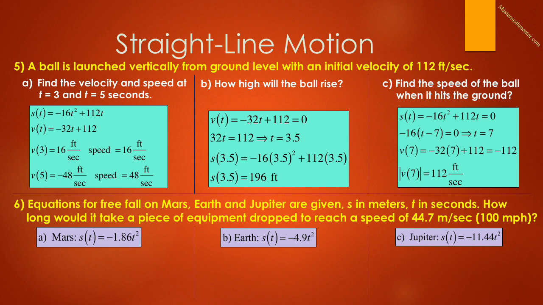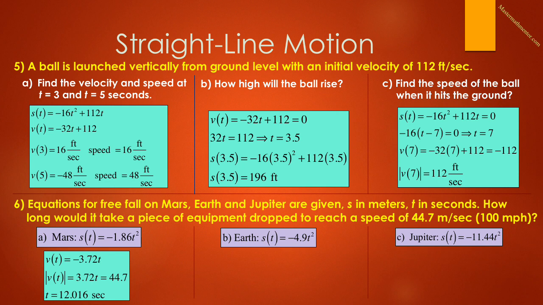In 6, we are given equations for free fall on Mars, Earth, and Jupiter, where S is in meters and t is in seconds. We'd like to know how long it would take a piece of equipment that was dropped from some height to reach a speed of 44.7 meters per second, which is 100 miles per hour.